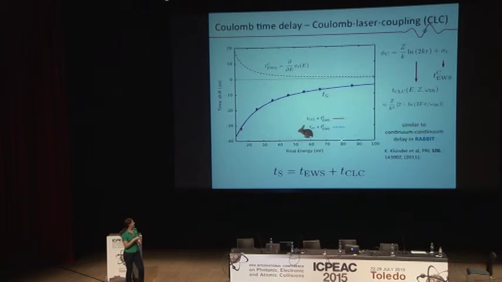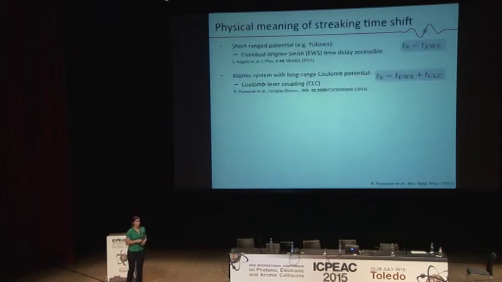So here you also have this distribution into what is called the continuum delay, and the usual short-range linear delay. So this exactly gives the same information. So for Coulomb systems, you always have to take into account this Coulomb laser coupling.